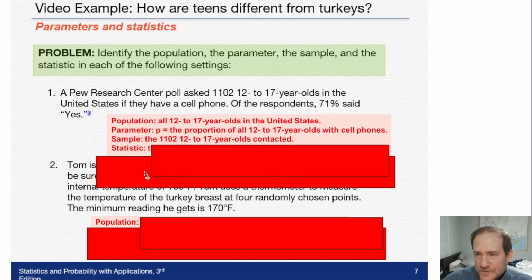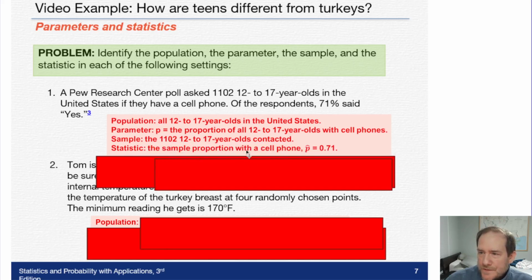All right, and what's the sample statistic? Well, again, it should very closely match the language that you used for the population parameter. Since the population parameter was the proportion of all that had cell phones, this time we'll say the proportion of the 1,102 12 to 17-year-olds contacted who have cell phones. Yep, the sample proportion. Yeah, sounds good.